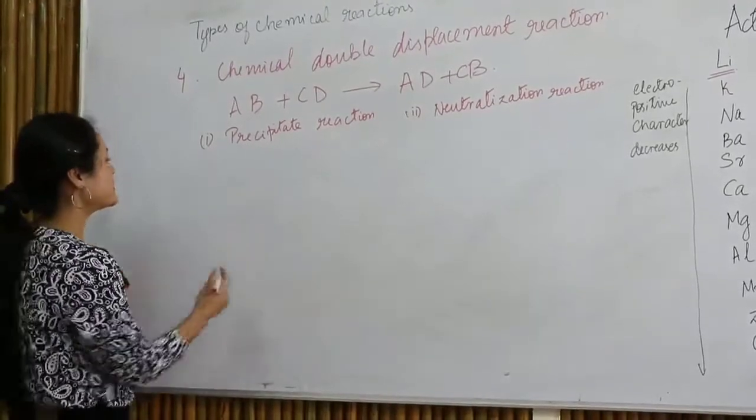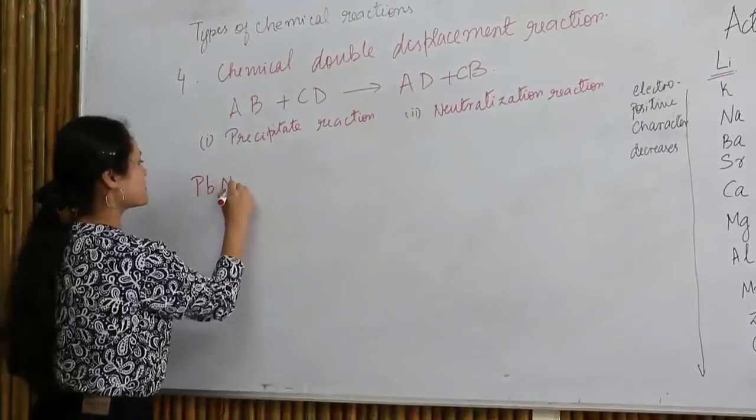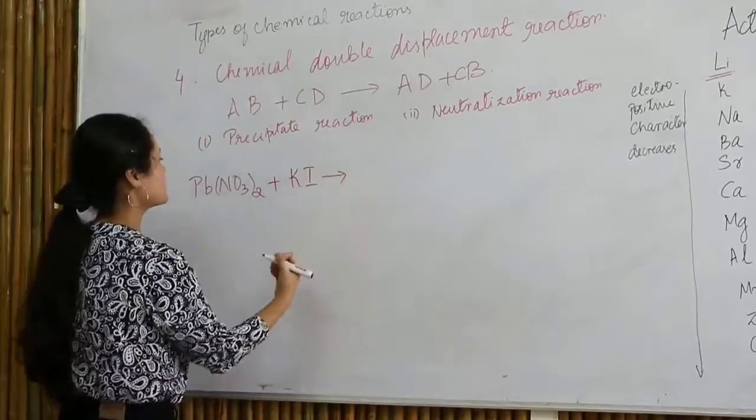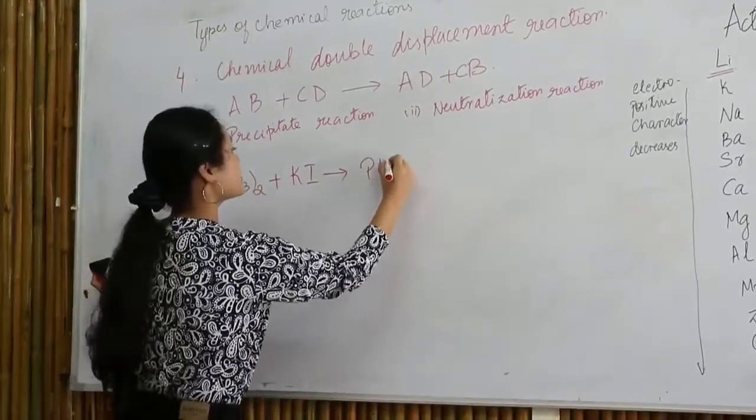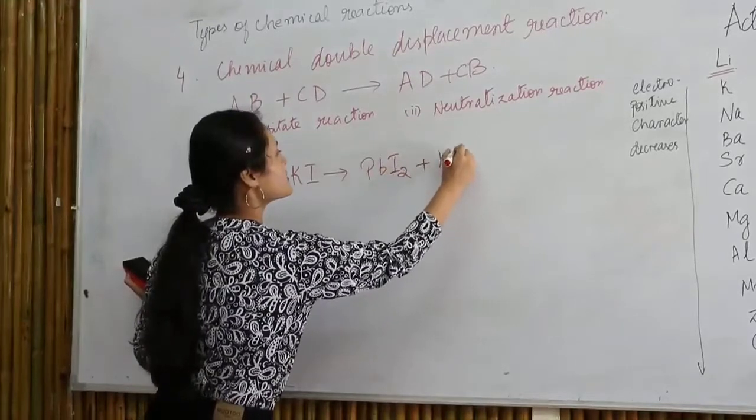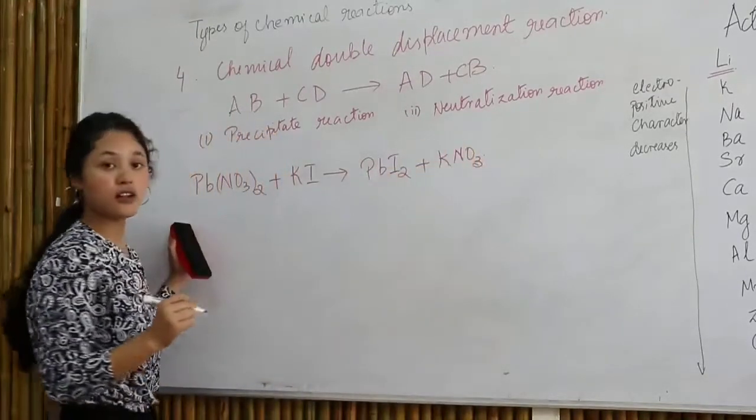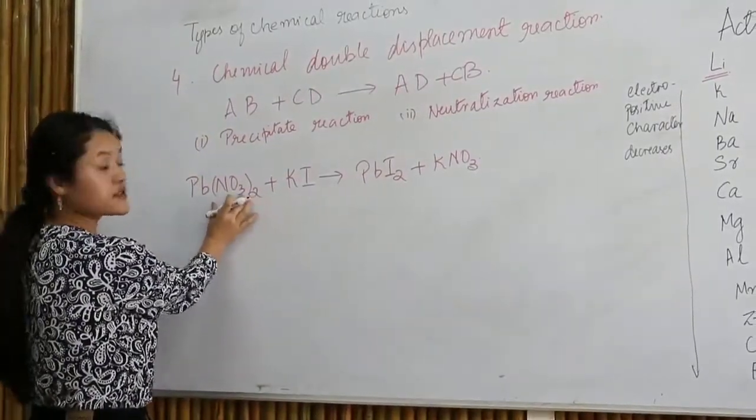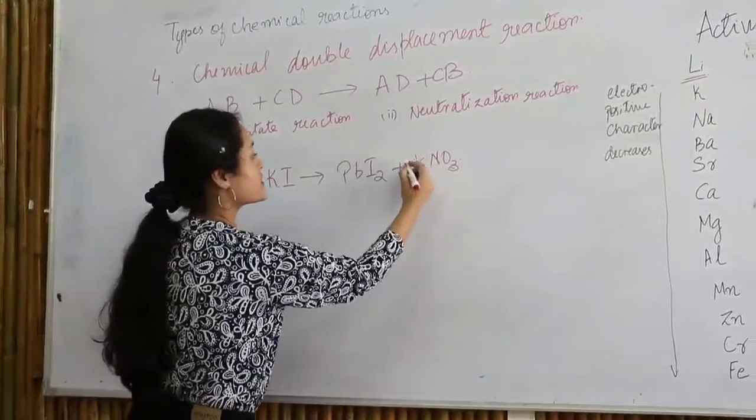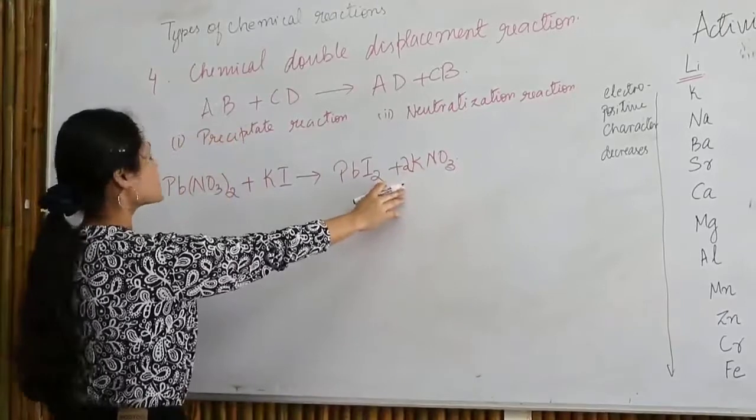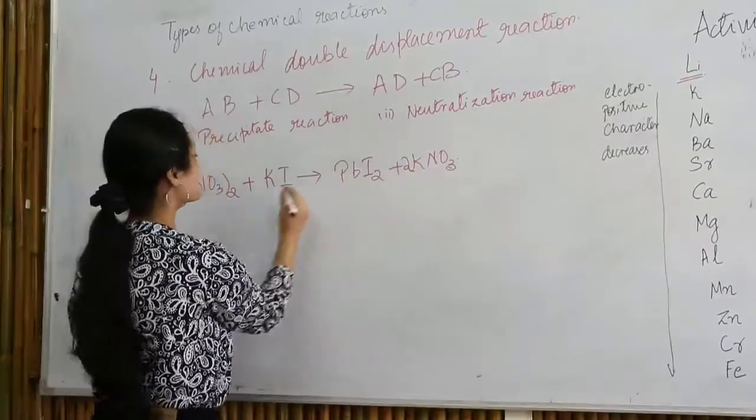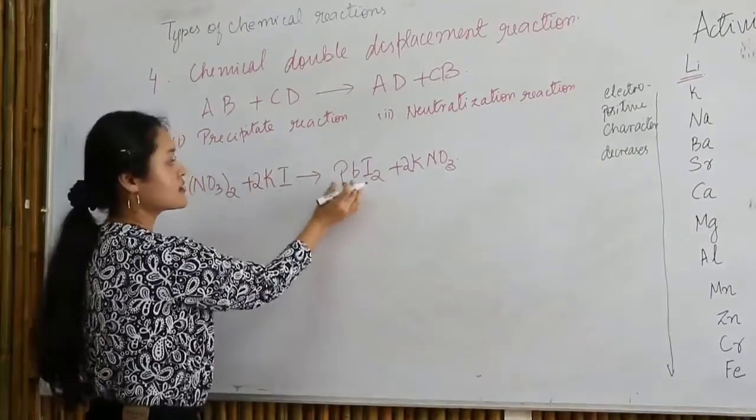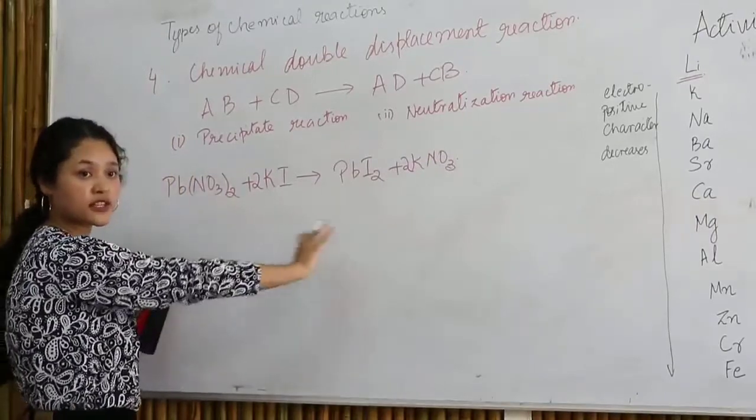So I'll give you one example. Suppose in this lead nitrate solution, you add potassium iodide, so exchanging of ions will be there, giving lead iodide plus potassium nitrate. Okay, first of all, let us balance this equation. We have two nitrates here. Here there's just one nitrate, so multiply by 2. So potassium becomes 2, so multiply potassium by 2. And iodine here is 2 and here also 2. Lead is 1, here also 1. So therefore the equation is balanced.